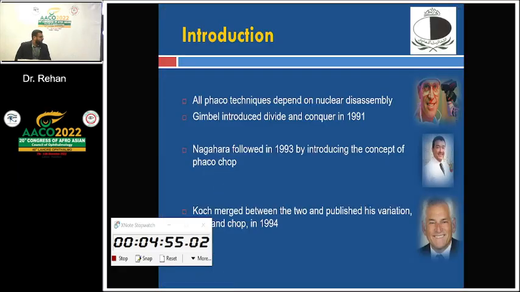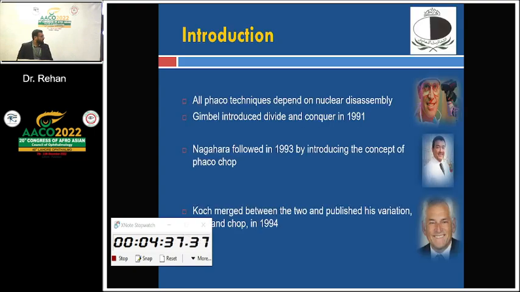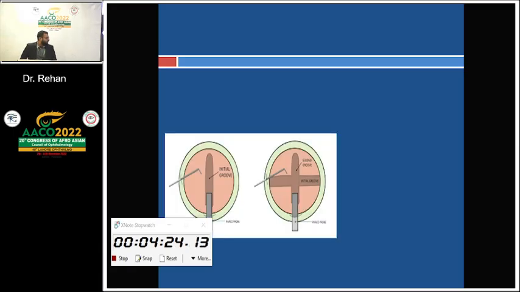Since cataract surgery is one of the most commonly performed surgeries worldwide, and since Dr. Kelman introduced ultrasonic phacoemulsification in 1967, it has evolved. Currently, there are many techniques for nuclear disassembly, one of the most important steps of cataract surgery. Gimbel introduced the divide and conquer technique in 1991. Nagahara followed with the concept of phaco-chop in 1993, and Wolfcock merged the two and published his technique in 1994.